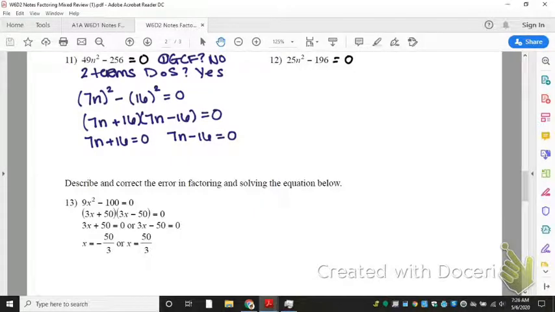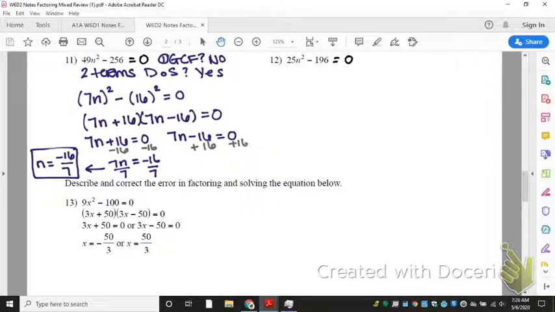Solve each. Don't skip steps. Show me everything. Subtract 16 on both sides. So 7n is equal to negative 16. Divide on both sides by 7. Okay, so that gives me n is equal to negative 16 over 7. In the other factor, I'm going to add 16 to both sides to get 7n equals 16. Divide both sides by 7. N is equal to 16 over 7. Okay, got 2 more to do.